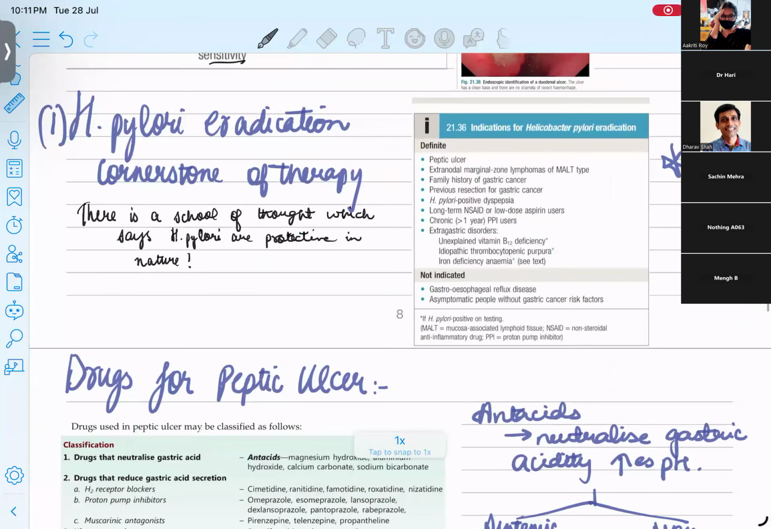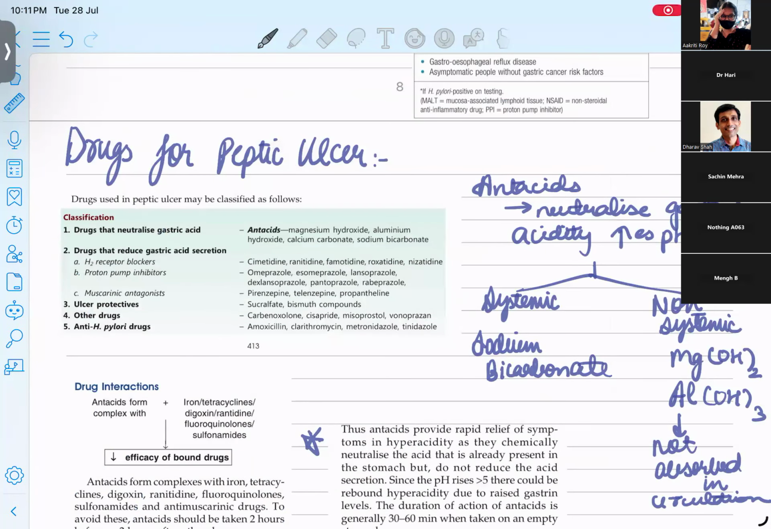Now, coming to little part of our pharmacology, I will try to limit to only important points here. We have to know the classification of peptic ulcer drugs. So there are drugs that neutralize the gastric acid, and therefore they are known as antacids. They neutralize the gastric acidity by increasing the pH. They are of two types, systemic and non-systemic. So non-systemic is not absorbed in circulation, while systemic is absorbed in circulation.